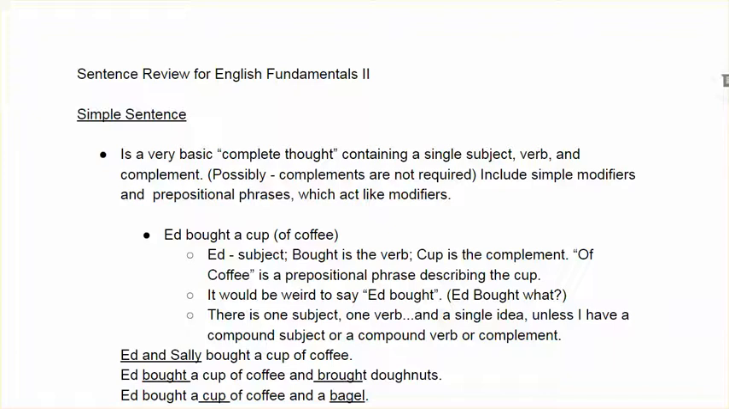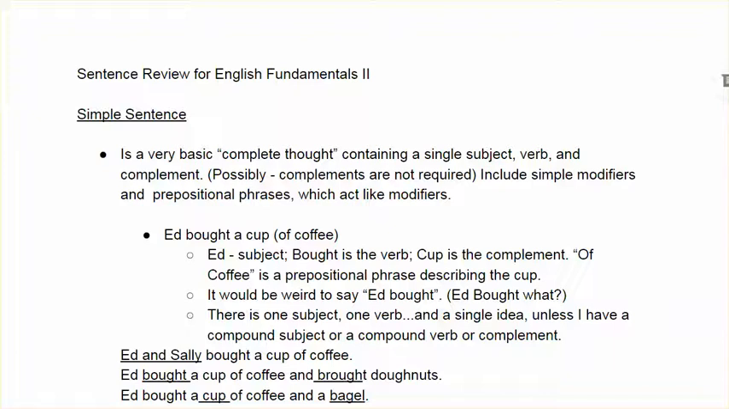A simple sentence is just going to be defined as a complete thought containing a single subject, a verb, and a complement. And there's a question mark there. I don't need a complement, so possibly a complement. I would include in my simple sentence simple modifiers, adjectives and adverbs, and maybe a prepositional phrase, which can only act like an adjective or an adverb. A little bit of description, subject, verb. Remember, we write the way that we listen. Who did what to whom?